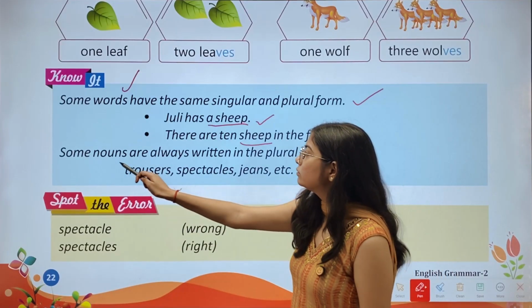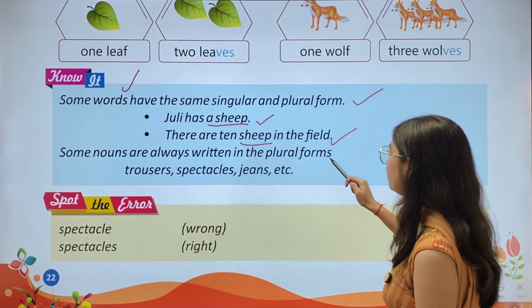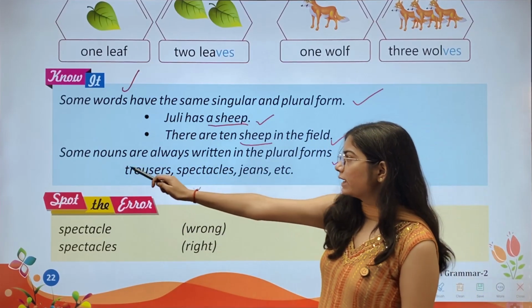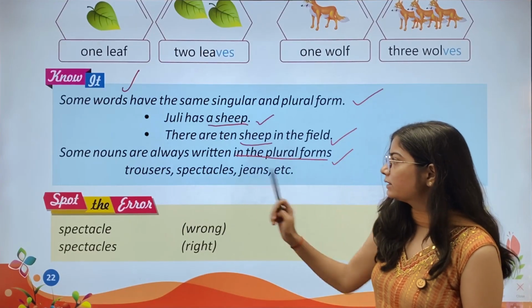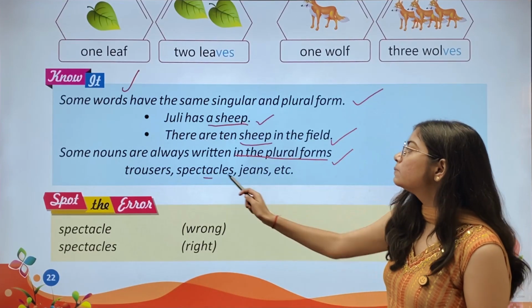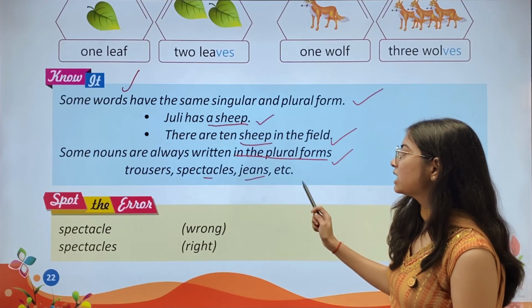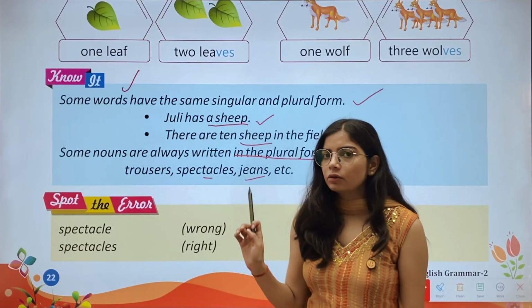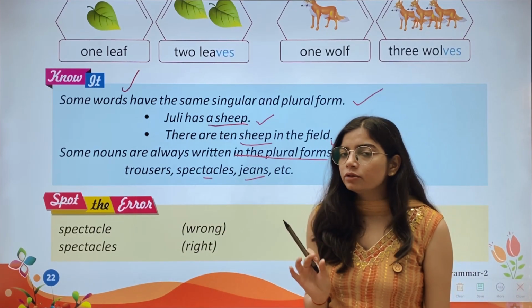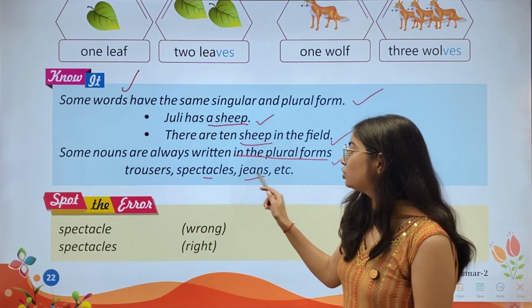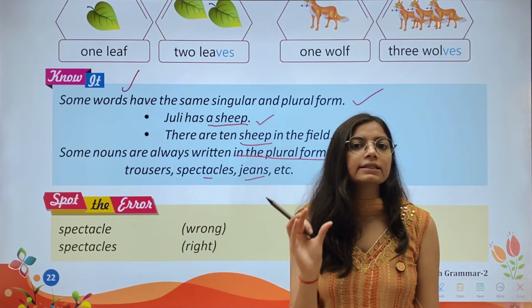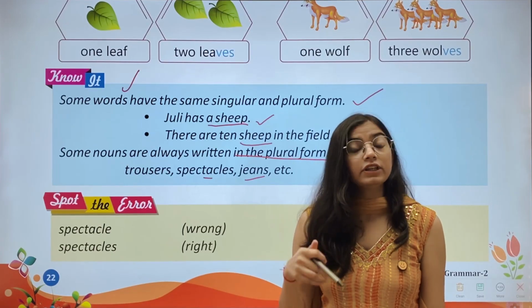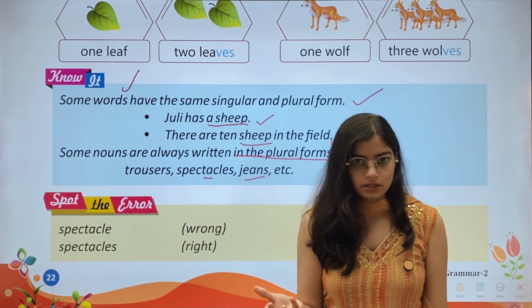Then some nouns are always written in the plural form. कुछ nouns ऐसे होते हैं जिन्हें हम हमेशा ही plural forms में लिखते हैं. For example, trousers, spectacles, jeans, etc. कभी हम trousers को trouser तो नहीं बोलते, right? ऐसे ही jeans को हम jean तो नहीं बोलते. Always we write it as jeans or we say it as jeans, right?